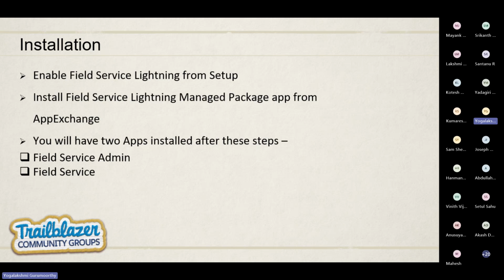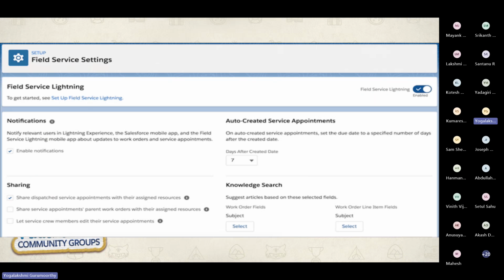So coming to installation, before installing the field service package, there is an option called Field Service Lightning in the setup. We have to enable it first. Then we have to install the package from AppExchange. While installing the package, you will have two apps installed with it: Field Service Admin and Field Service. Field Service Admin is the admin view, and Field Service is the dispatcher console. So this is the option. As I said, we have to enable this Field Service Lightning option.